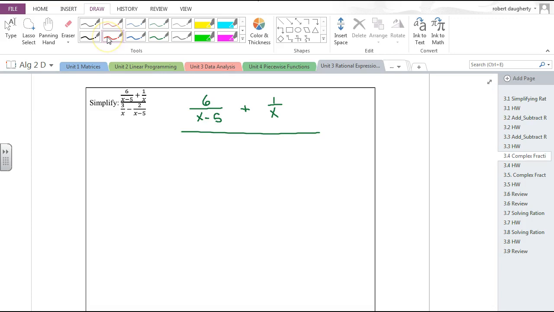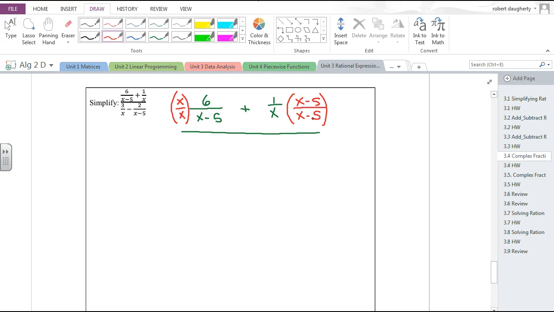I usually spread it out so I can just go ahead and take care of the common denominator. That's going to need to be multiplied by x over x. What does the next one need to be multiplied by? Yeah, x minus 5 over x minus 5. That takes care of the numerator.